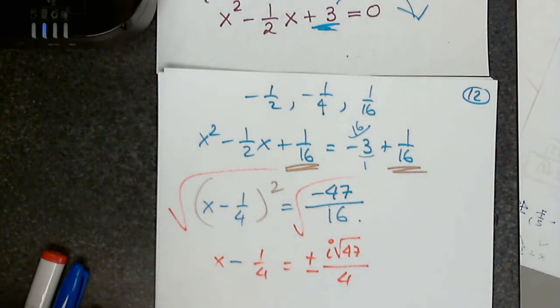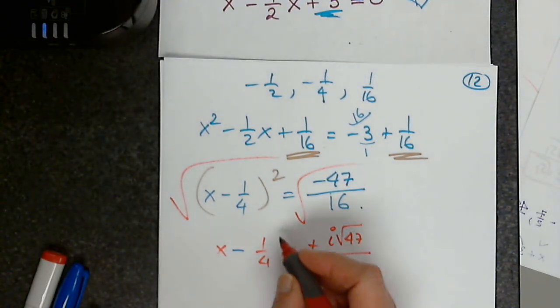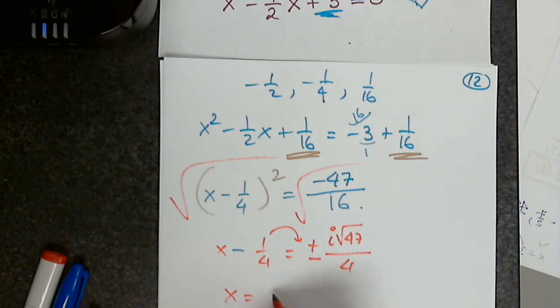It's not a mistake to write the square root of 47 i. But we like not to write anything after a square root or a root in general. So then I only have to move 1/4, and I will not be able to simplify, so I will leave it alone. It's a complex number. It is what it is.